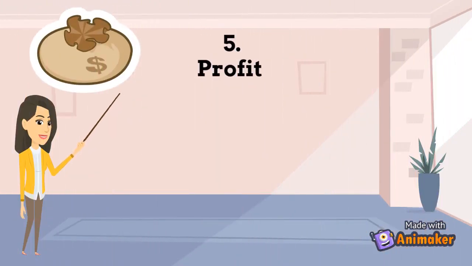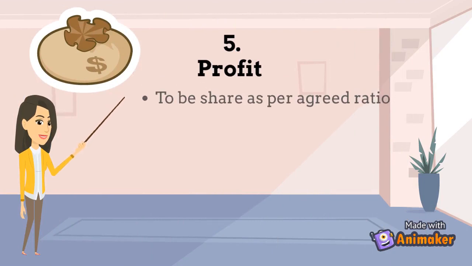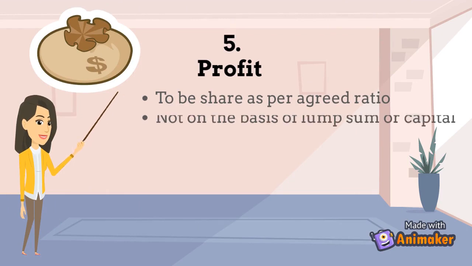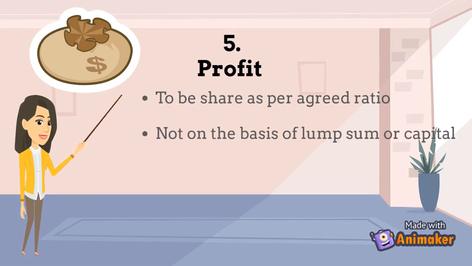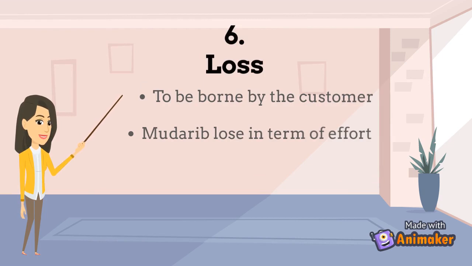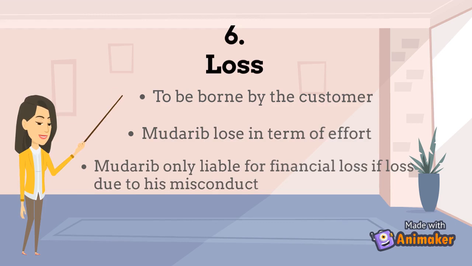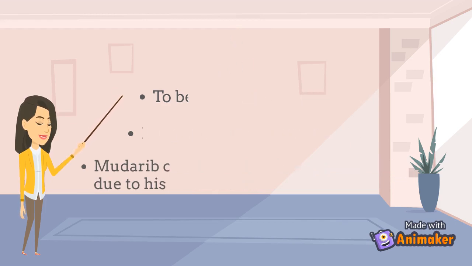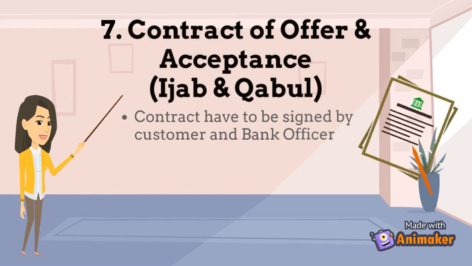Profit. Distribution of profit must be on the basis of an agreed percentage of the profit, not on the basis of a lump sum or percentage of capital. Loss to be borne by the customer means only Rabbul Mal will bear the financial loss. Mudharib will lose in terms of effort and he is not liable for financial loss unless such loss is due to his misconduct. Last but not least, contract of offer and acceptance. The contract has to be signed by the customer and bank officer.